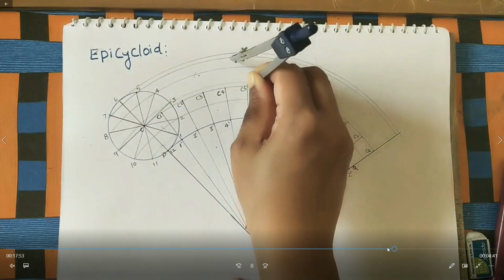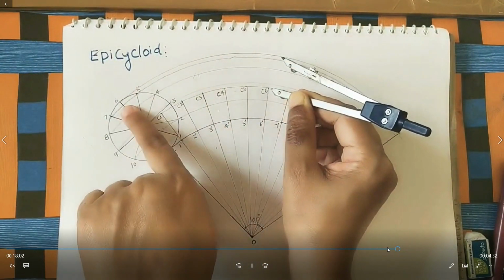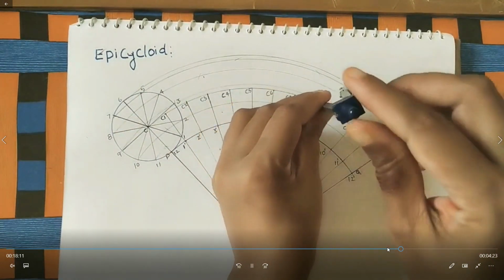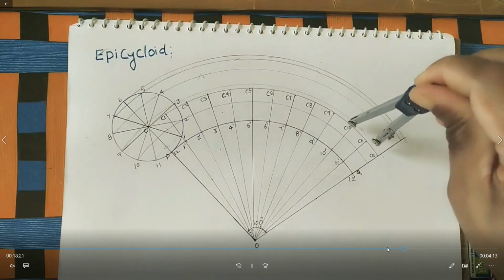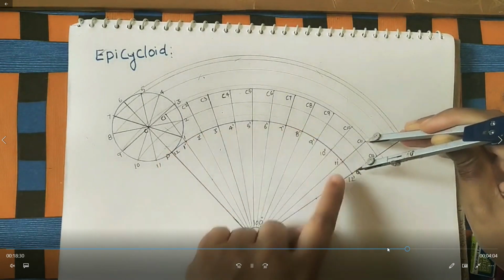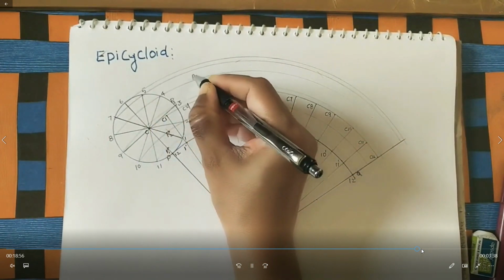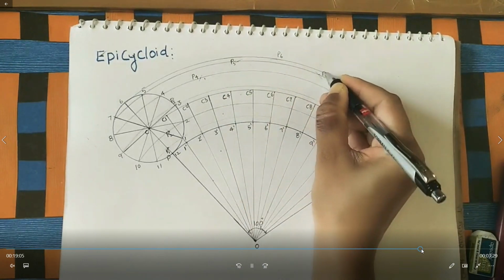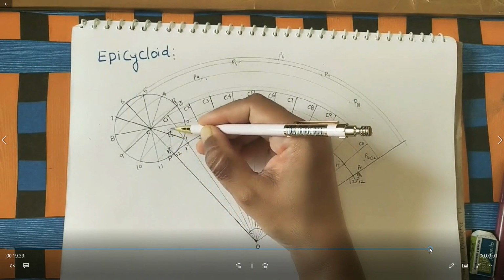Next, C5 is the center. C6 is the center. C7, 7th line. C8, 8th line. C9, 9th line. C10 is the 10th curve. C11 is the 11th. So in this way, we cut the lines and identify the points here: P1, P2, P3, P4, P5, P6, P7, P8, P9, up to P12.